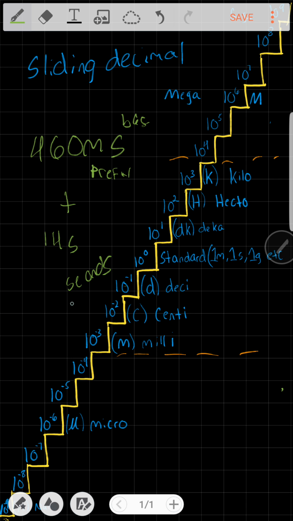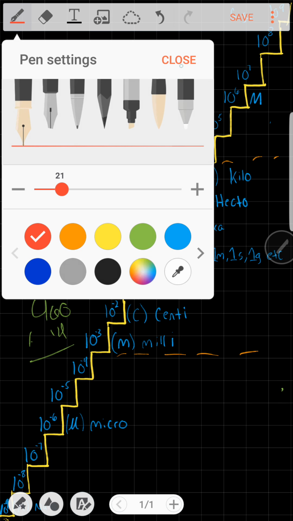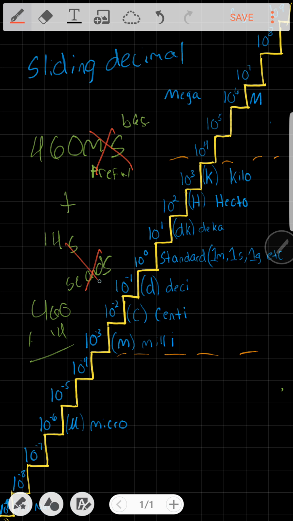So is my answer going to be 460 plus 14? Is that my answer? Absolutely not. Here's my warning to you guys. You absolutely cannot add numbers if they are not in the same unit. Make that clear. You cannot add 460 milliseconds and 14 seconds. They are not equal, so you have to convert one of them to the other unit. And since I wanted my answer in seconds, you're going to convert the milliseconds into seconds first.